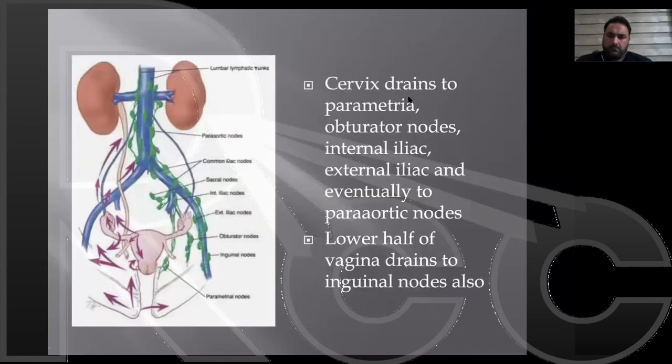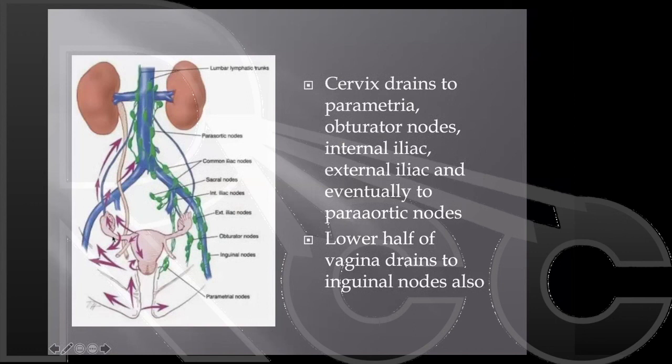So cervix cancer drains to the parametria, which I mentioned, to obturator lymph nodes, which sit along the pelvic walls, internal iliac, external iliac, and eventually to periaortic nodes. As I said, the lower half of the vagina drains to inguinal nodes, so it's always important not to forget that special drainage pattern.